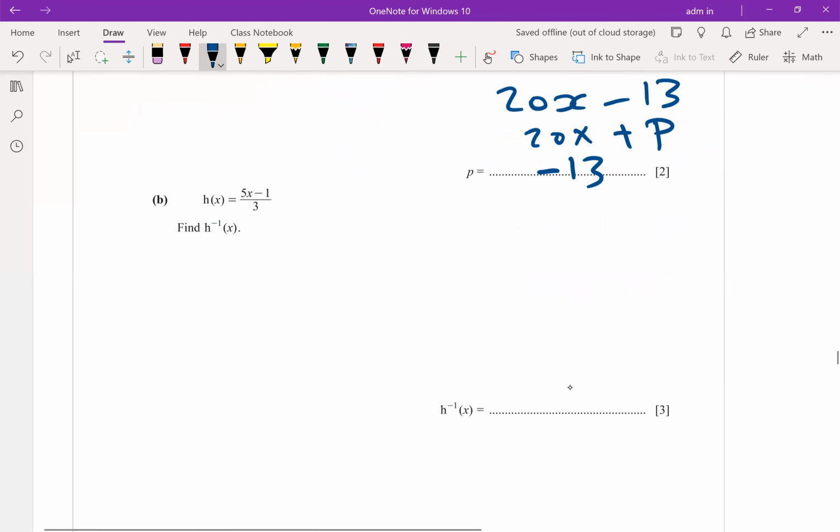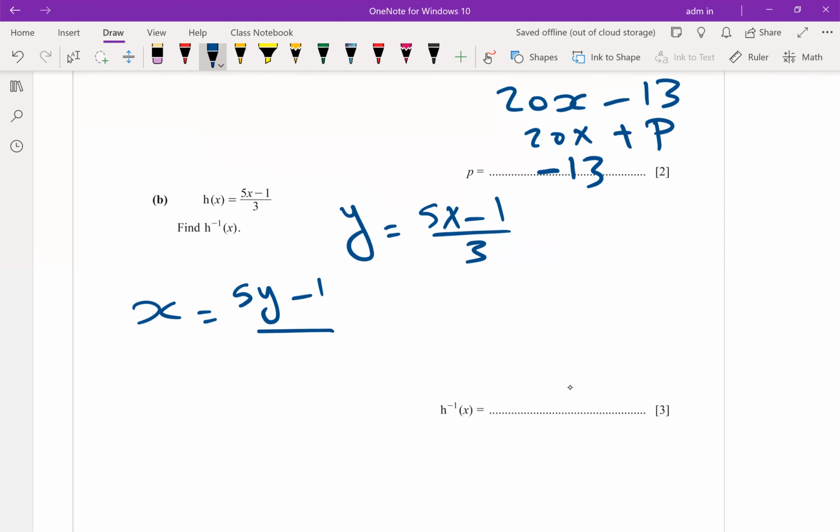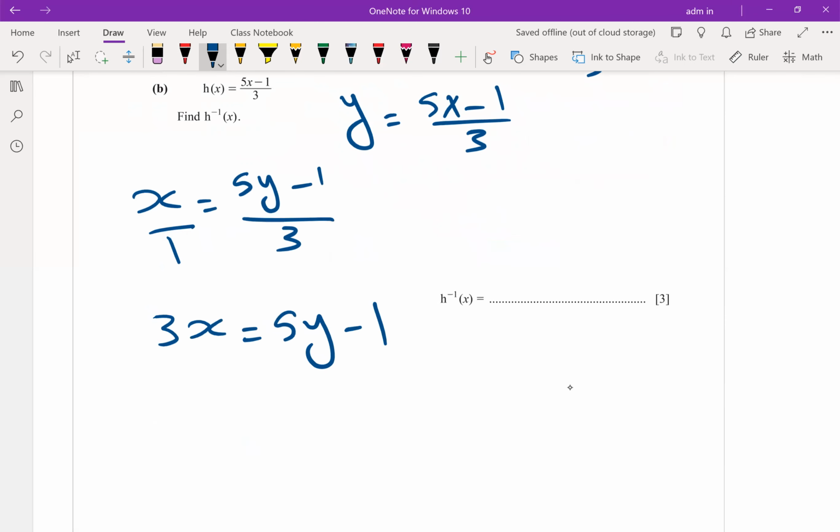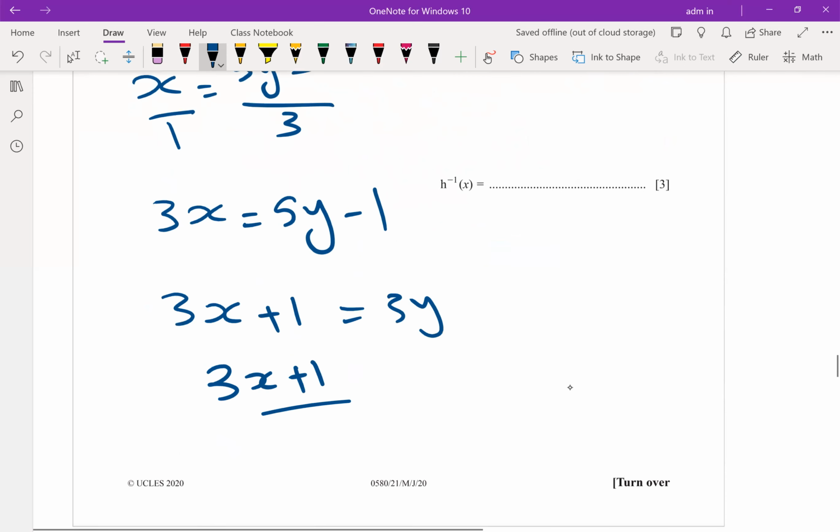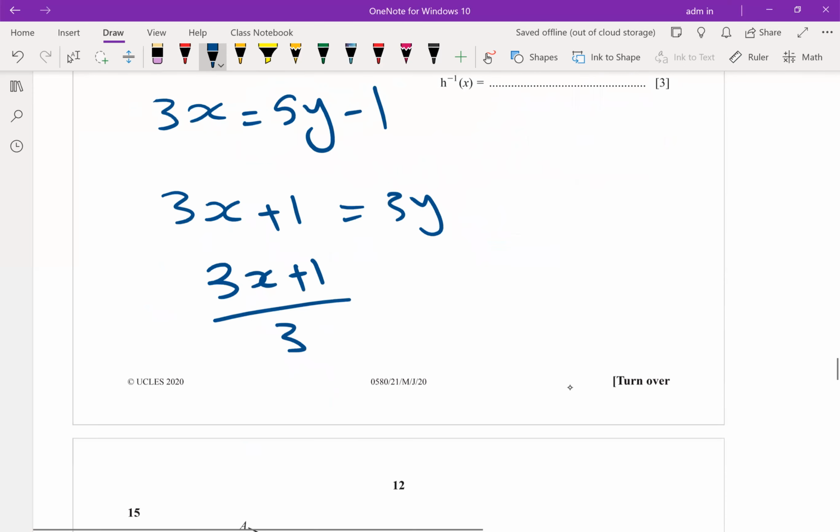How to get the inverse of a function? Step number 1, y equals (5x minus 1) divided by 3. Replace x and y. x equals (5y minus 1) divided by 3. Then cross multiplication: 3x equals 5y minus 1. Then move 1 to the other side: 3x plus 1 equals 5y. Then divide by 5. You can keep it.